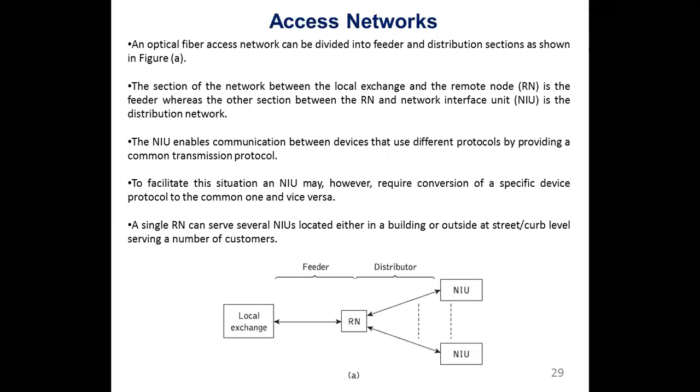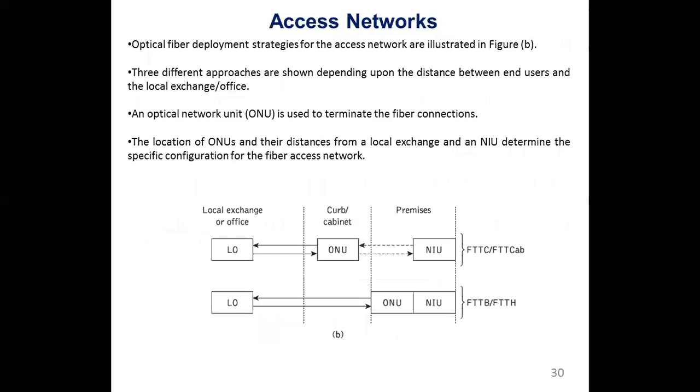The NIU, the network interface unit, will enable communication between devices that use different protocols by providing some transmission protocol. To facilitate this, the NIU may require conversion of a specific device protocol to some common one and vice versa. And one RN can serve many NIUs, either in a building or a house, thus serving many customers.